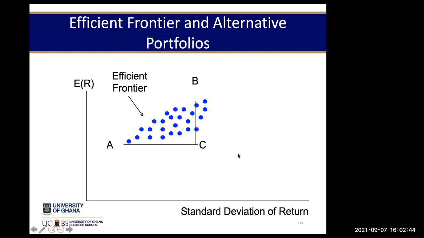If I give you portfolio A and C, which one should you choose? On your vertical axis, you have returns. On the horizontal axis, you have risk. Which one will you choose between A and C? A. Because A has less risk. The expected return is high and the standard deviation of return is low.